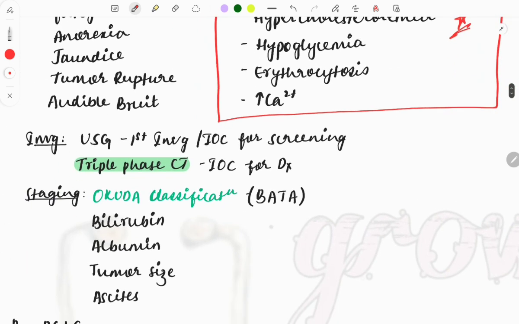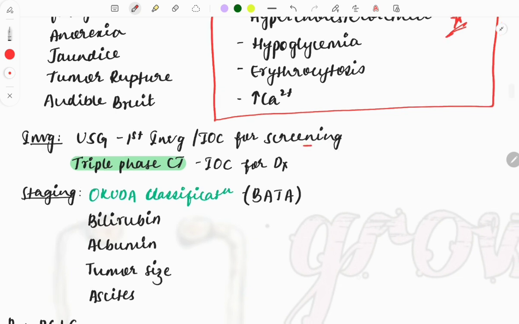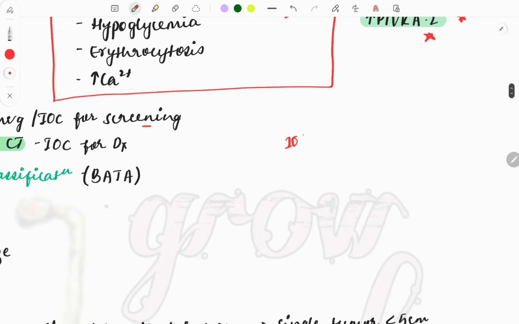Then investigation: first is the USG, the investigation of choice for screening. Remember one sentence: the investigation of choice for screening, or the first investigation, for most liver diseases will be the USG. USG is not the investigation of choice for diagnosis, it is for screening. But to confirm the diagnosis, the confirmatory investigation of choice varies, particularly according to the disease.